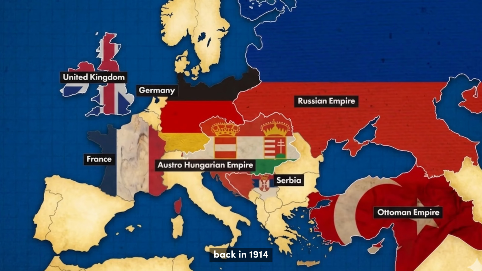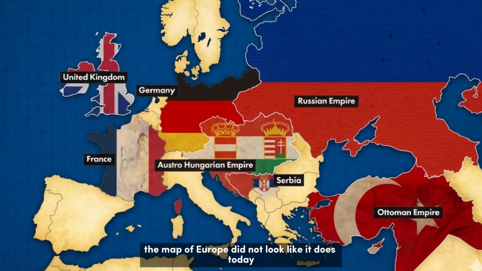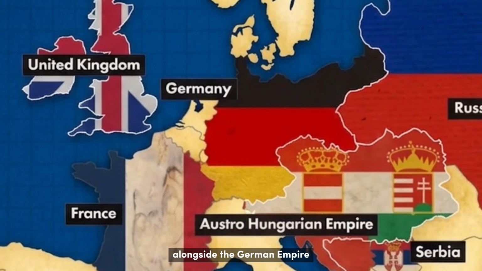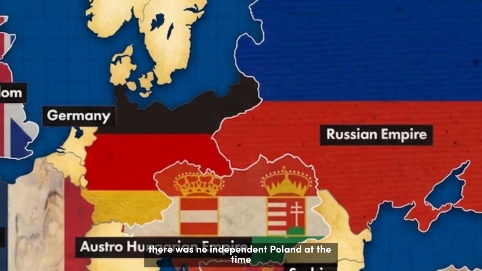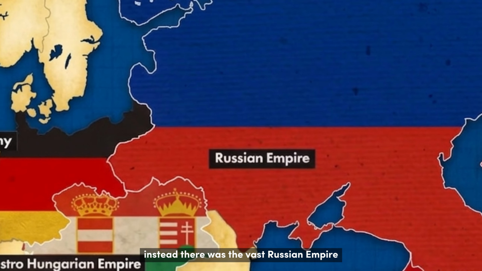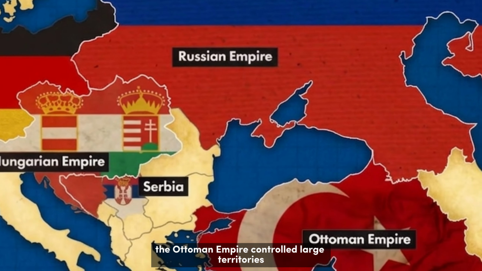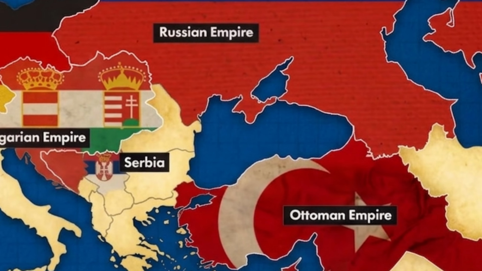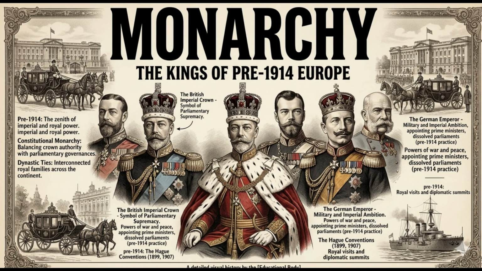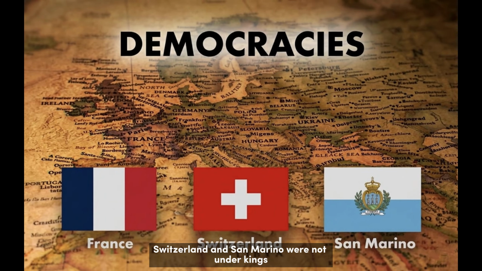Back in 1914, the map of Europe did not look like it does today. At the center stood the powerful Austria-Hungary alongside the German Empire. There was no independent Poland at the time. Instead, there was the vast Russian Empire. In the south, the Ottoman Empire controlled large territories. And in the west, powerful nations like United Kingdom and France dominated. Most of these countries were ruled by monarchies. Only a few, like France, Switzerland and San Marino, were not under kings.